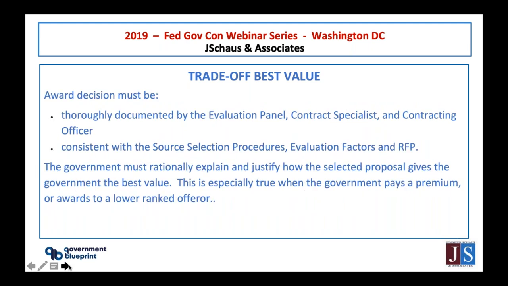So in order for a best value award to be made, there has to be thorough documentation. The evaluation panel has to document the ratings. The contract specialist has to document the ratings also. And the contracting officer has to document the award decision.